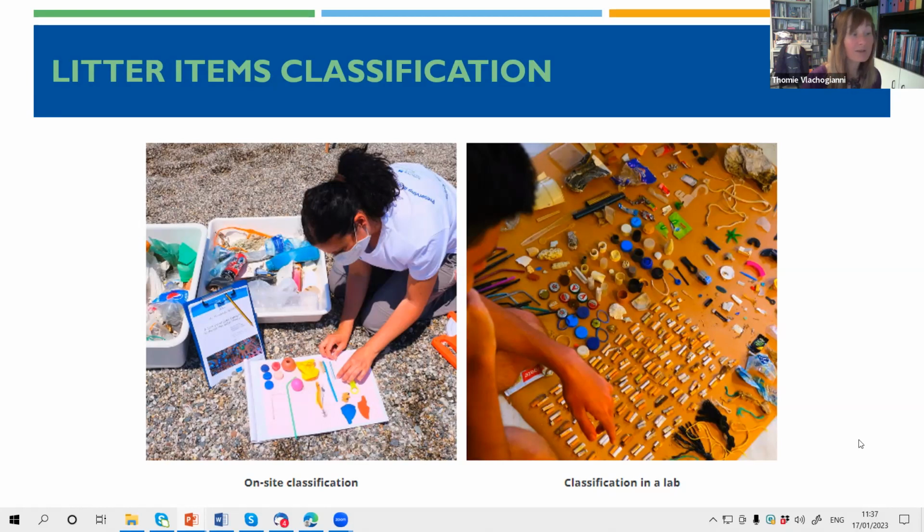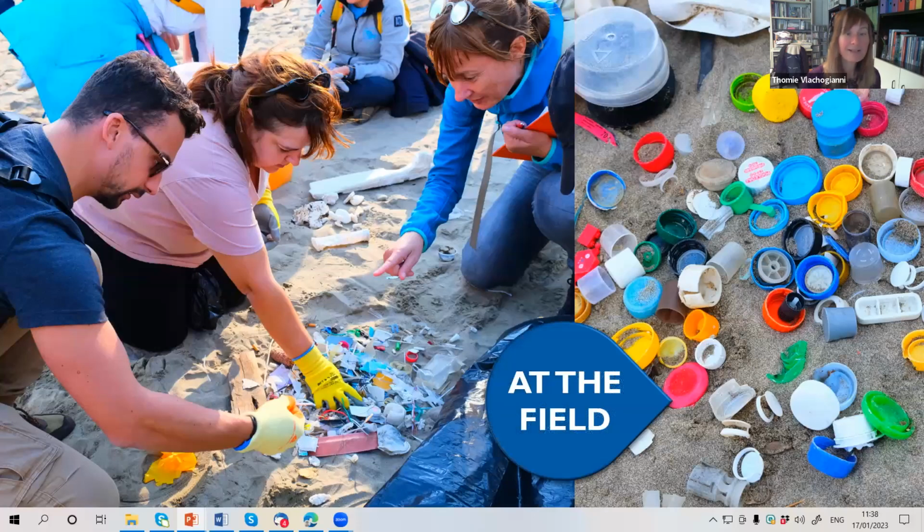But when that is not feasible, perhaps due to weather conditions, then the litter items can be transferred to the laboratory or to the office, and they can be classified there. And this is more or less how things look on the field.